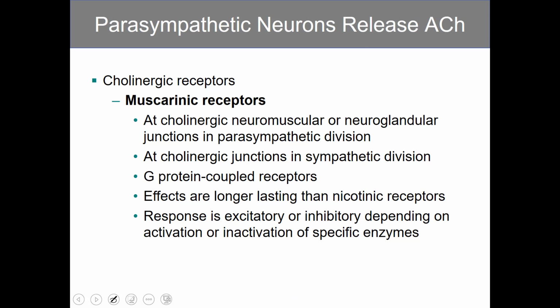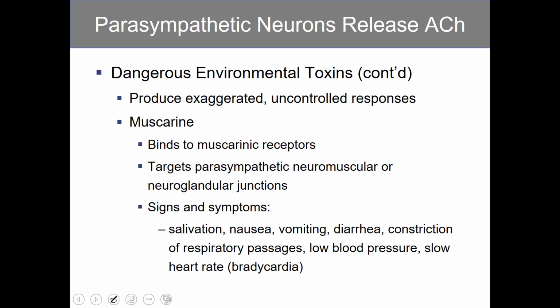Muscarinic receptors are another receptor type found within the autonomic nervous system. They're found at the neuromuscular and neuroglandular junctions of the parasympathetic division, as well as the cholinergic junctions of the sympathetic division. The effects of muscarine last longer than those at the nicotinic receptors, and they can be either excitatory or inhibitory, depending on the activation or inactivation of enzymes associated with these systems.